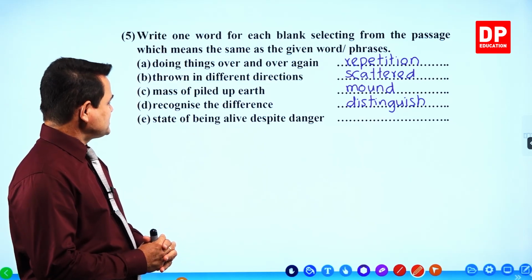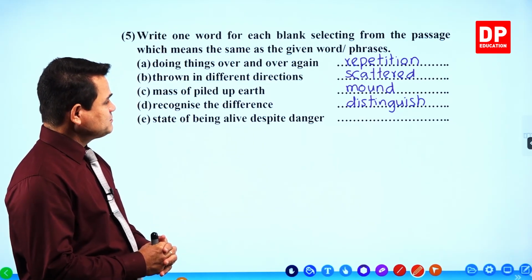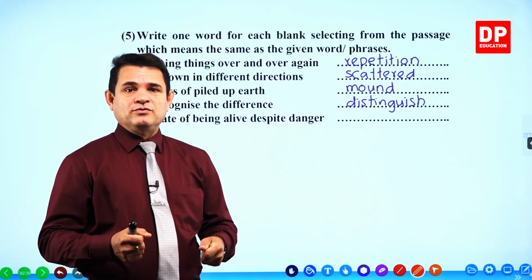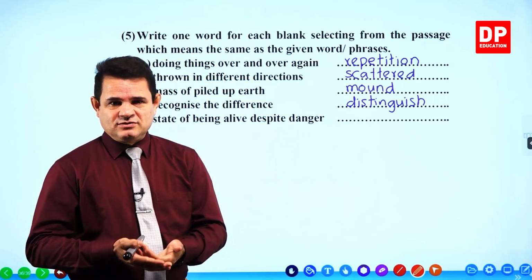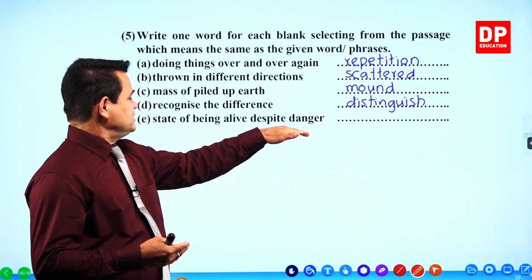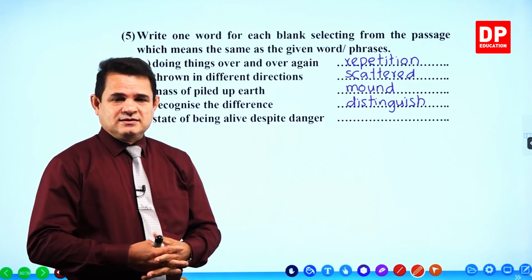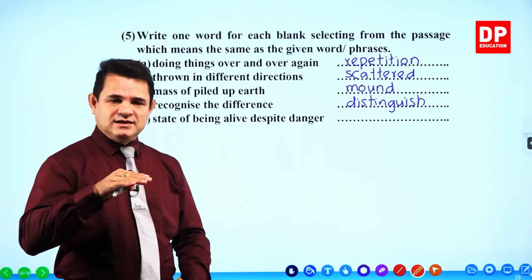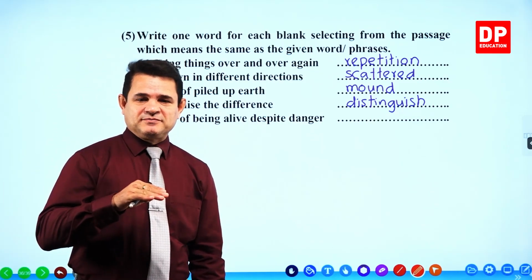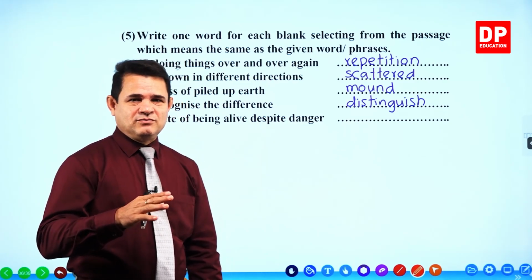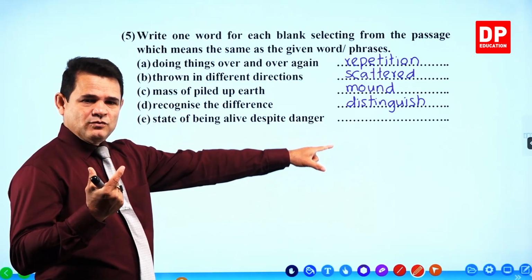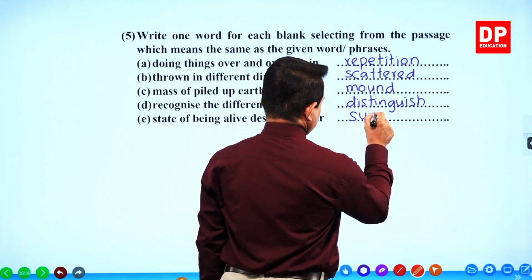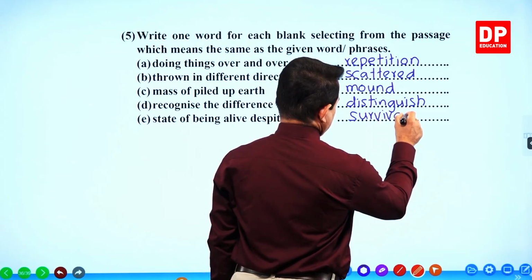Right. Next one, state of being alive despite danger. Despite danger, state of being alive. ජීවත් පවතිනවා ඒ අවදානම නොතකා. Right, being alive despite danger, state of ජීවත්ව පැවතීම කියන්නේ පැවැත්ම. What do you call in one word? We call it survival. පැවැත්ම.